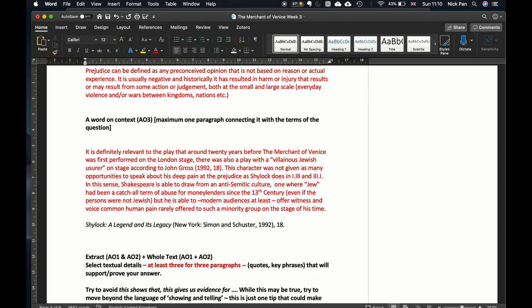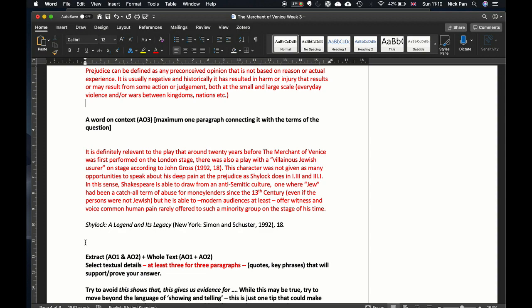So I've just offered this, and you may find this helpful. It is definitely relevant to the play that around 20 years before The Merchant of Venice was first performed on the London stage, scholars believe 1596, 1597, there was also a play with a, quote, villainous Jewish usurer, so someone that lends for profit, on stage, according to John Gross, who wrote the book Shylock: A Legend and Its Legacy, which I recommend you go and look at if you're interested.